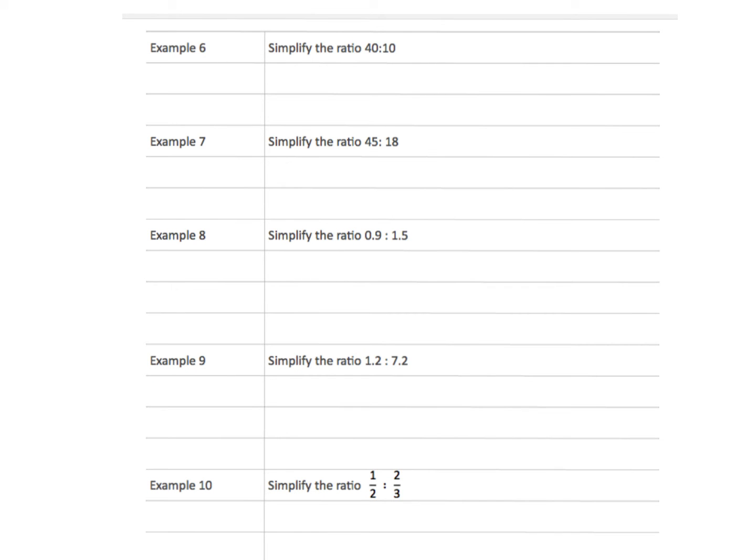So first thing we're going to do is simplify all the ratios. And I just want you to look at the two numbers and divide by the biggest number you can. So here I'm going to divide by 10, which gives me 4 to 1. Example 7, I got 45 and 18. I'm going to divide by 9. That's going to give me 5 to 2.